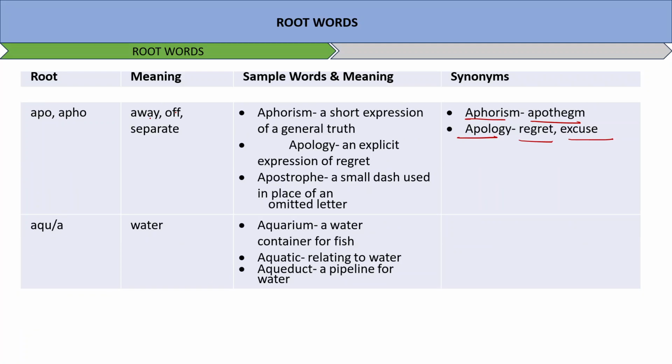Okay. Aqua or aqu means water. Aquarium, a water container for fish. Aquatic, relating to water. Aqueduct, a pipeline for water, is known as aqueduct. Okay, so these are some of the words which you will relate with the help of the word aqua. Arbor means tree. Arborist, someone working with trees. Arbor, a shady area formed by trees. Arborous, having many trees. Arboreal.